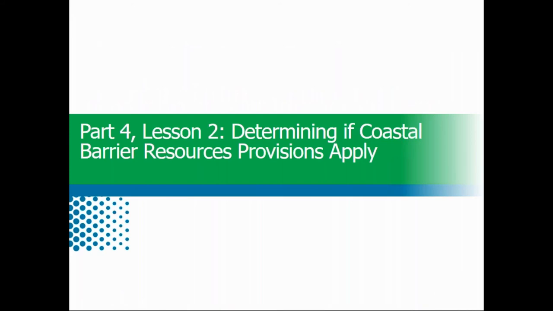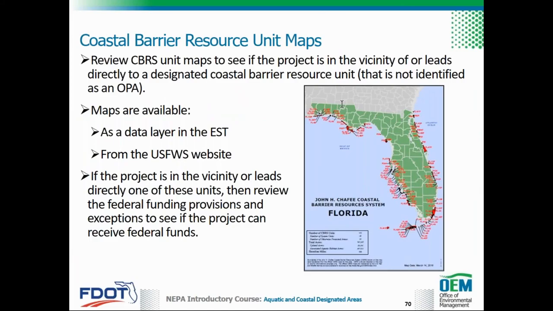Now let's begin Lesson 2, where we will discuss the process of determining if Coastal Barrier Resources provisions apply to a project. In order to determine if Coastal Barrier Resources provisions apply, review Coastal Barrier Resource System unit maps to see if the project is in the vicinity or leads directly to a designated Coastal Barrier Resources unit that is not identified as an OPA. These maps are available as a data layer in the EST. The EST can be utilized even if the project was not screened in ETDM.